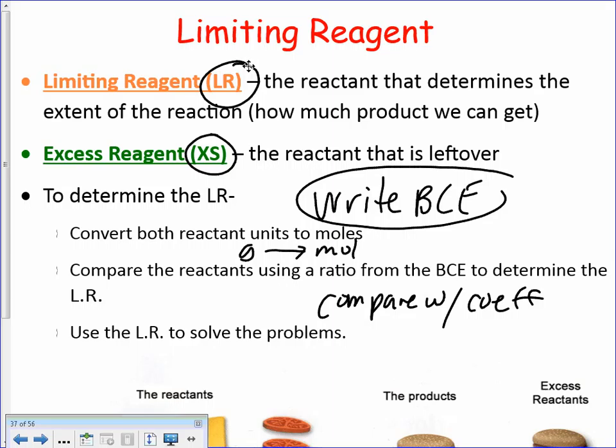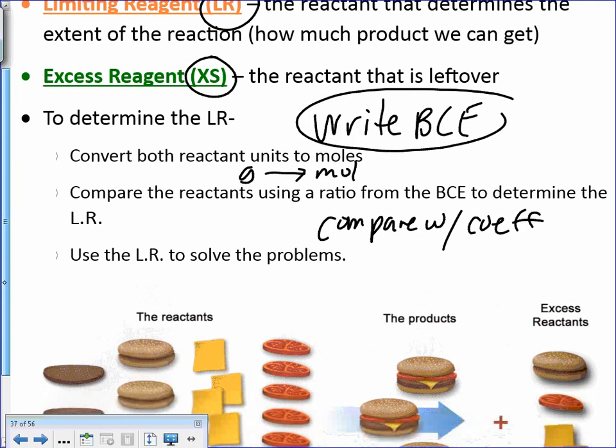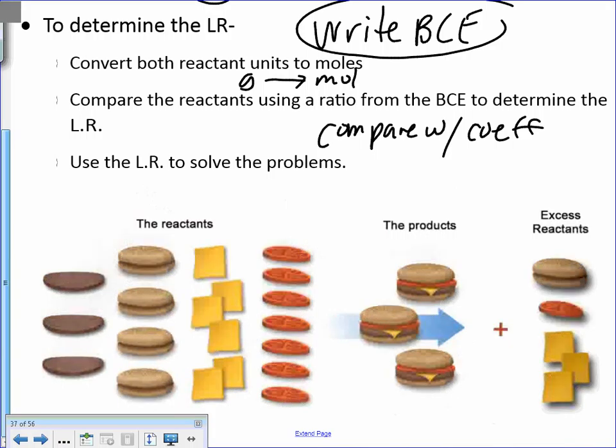Most of these will have a lot of questions asked about it, but once you do the process, you can answer everything because it's all in one big table. So I'm going to show you guys how to do that as we go. So here was our sandwich example with all the excess reactants.